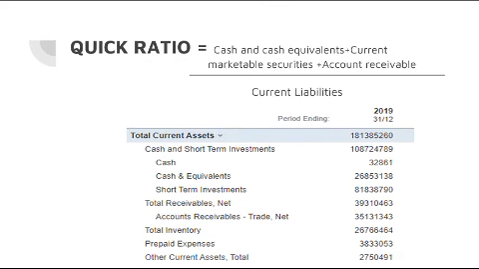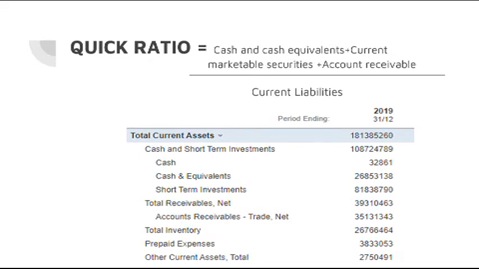You cannot include inventory in it because it is not possible for the company to sell the inventory at a much faster pace, as in within a period of 30 or 40 days. It will depend upon demand and market conditions. So we exclude that item. We exclude the prepaid expenses. We exclude the other current assets, anything regarding expenses that have already been paid, or any such other item. Other than cash and cash equivalents, current marketable securities and account receivable, everything is excluded while calculating quick ratio.